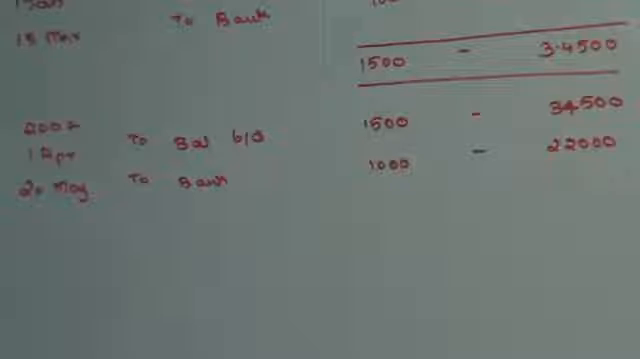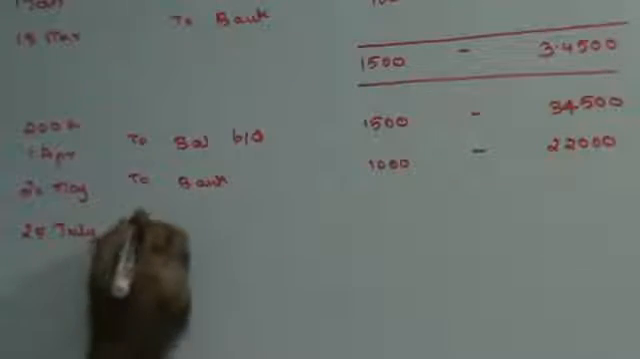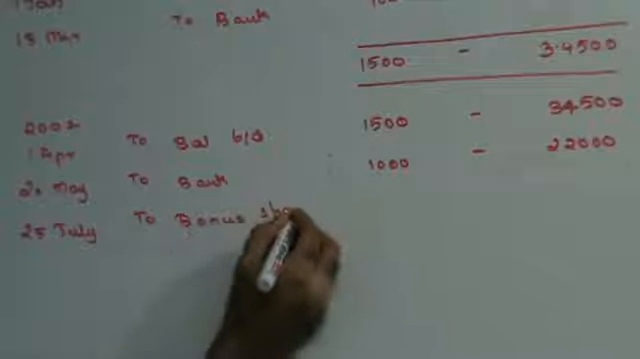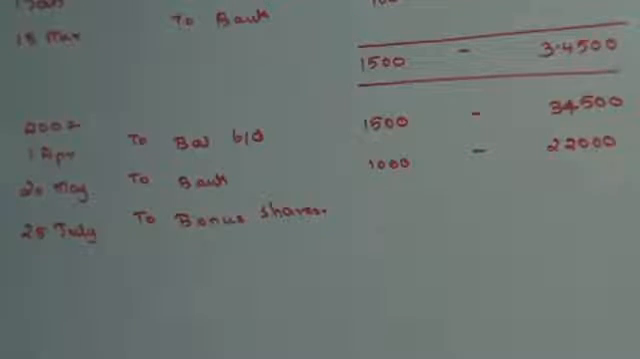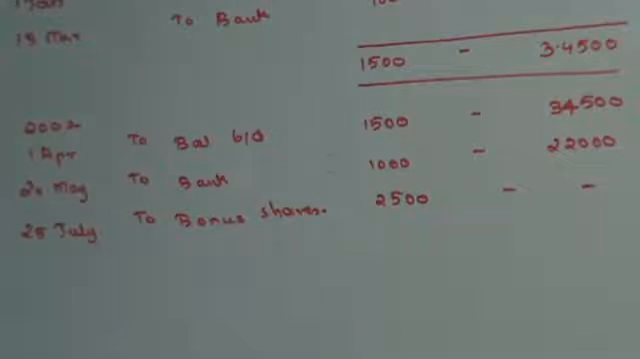Next, on 25th July, you have received bonus shares of 2,500 shares. Bonus means that you didn't have to pay anything for it. So the cost value of it is going to be nil.